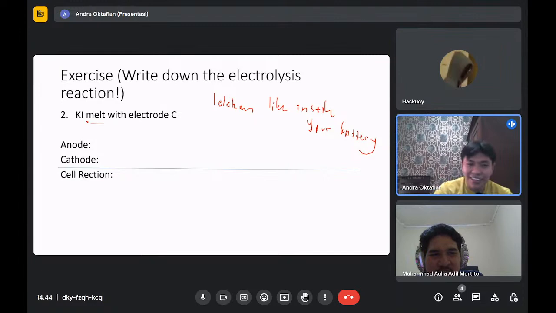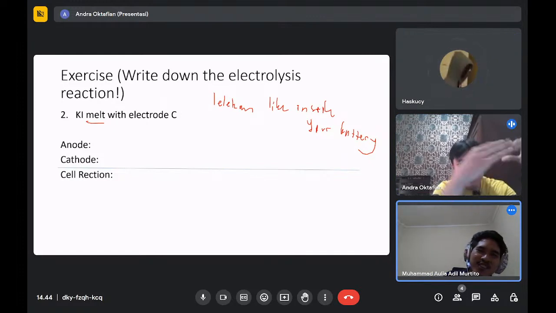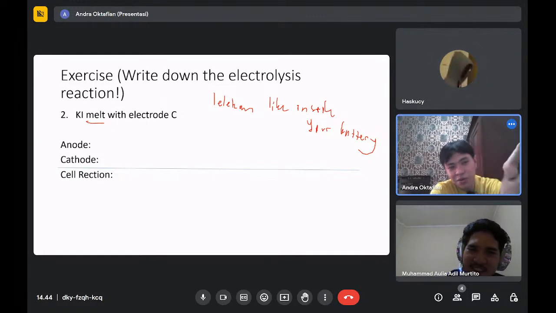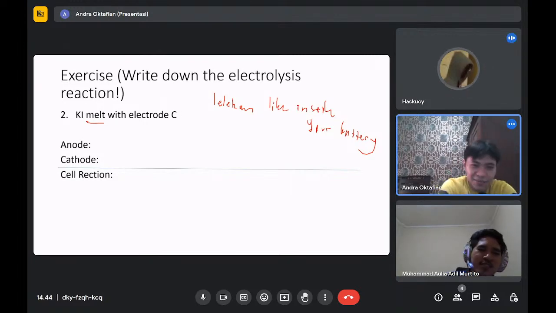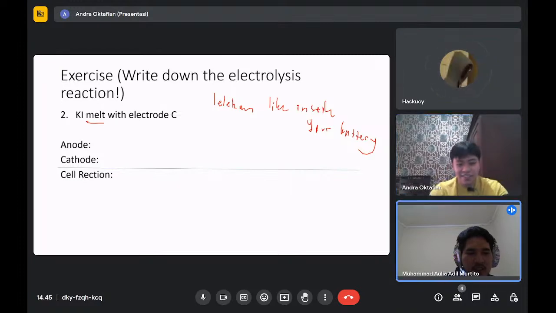I've heard that when it comes to a melt, the electricity will work better compared to a solution because of the density. A melt is more solid, so the electrical transfer should be better. That's why when you try to leak your own battery, it is such a high viscosity liquid. I see.